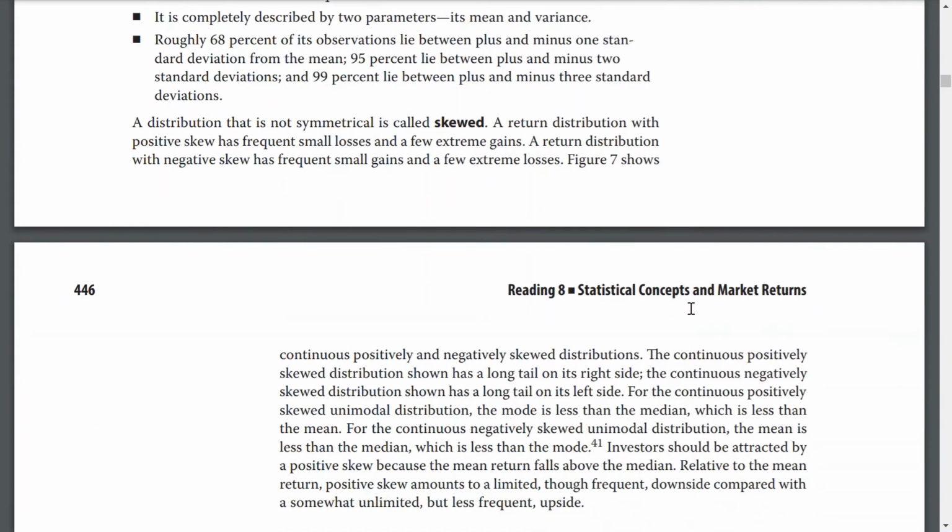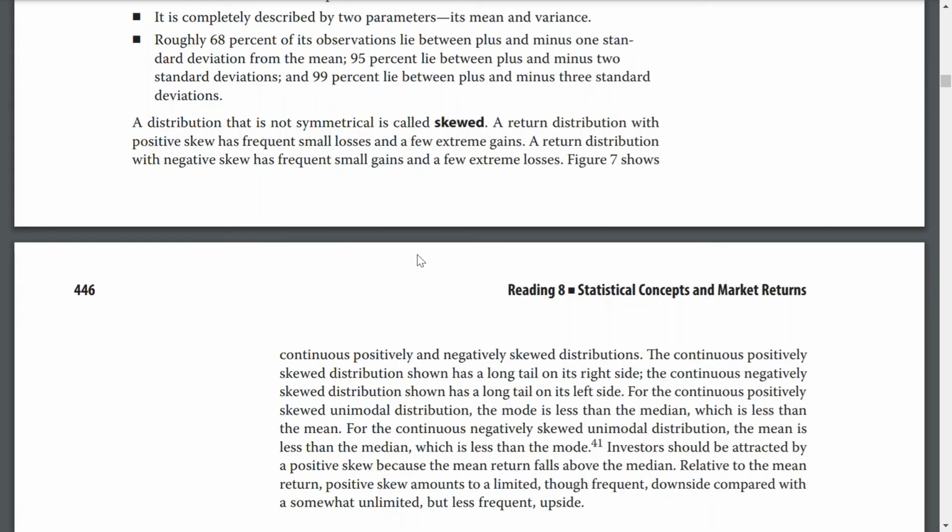A distribution that is not symmetrical is called skewed. A return distribution with positive skew has frequent small losses and a few extreme gains. So this is skewed to the positive side because it has more extreme gains. A return distribution with negative skew has frequent small gains and a few extreme losses.